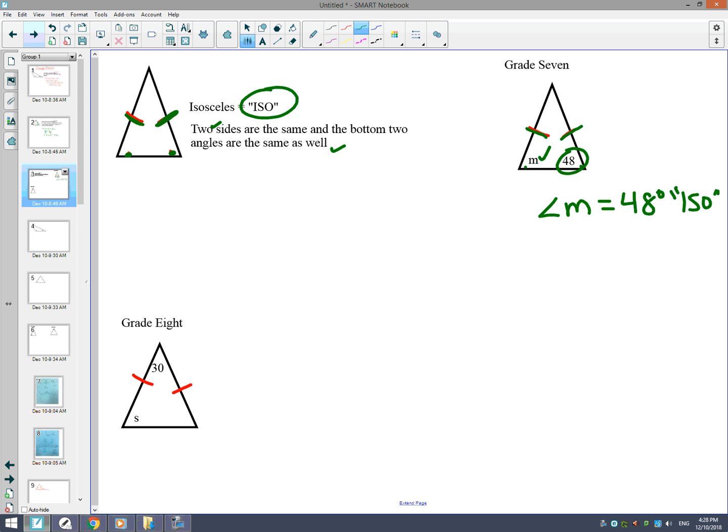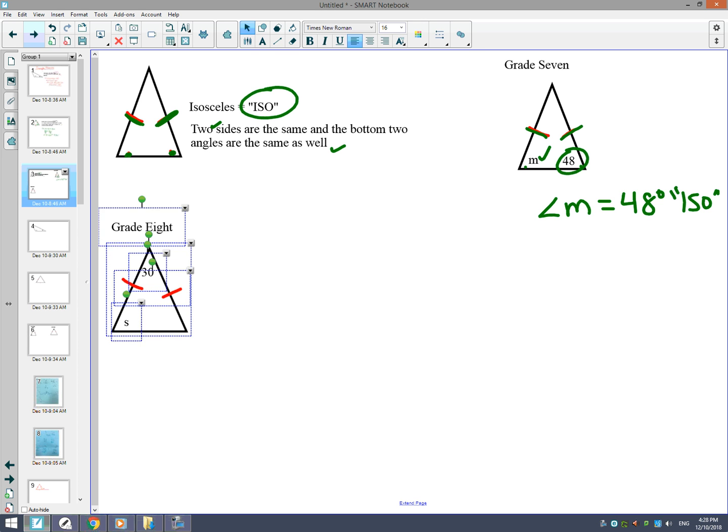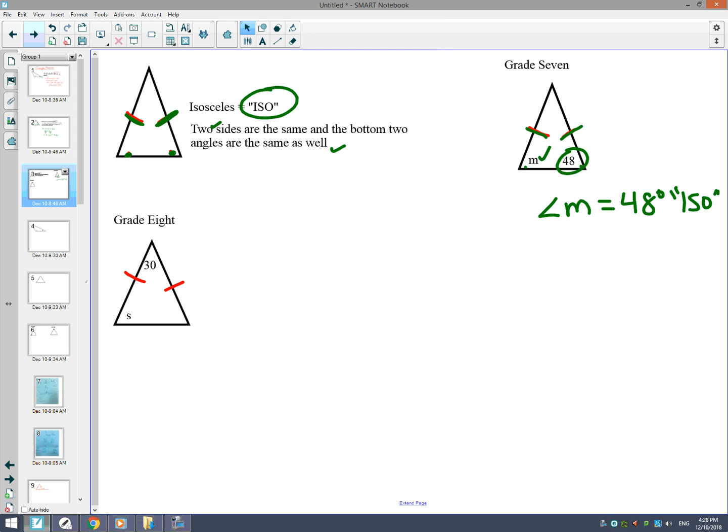Grade 8, however, your question is going to be more complex. And as it should, we've been doing more complex proofs for the last 3 weeks. So in this case, we know that this angle plus this angle plus this angle is going to equal 180 degrees. We also know, because this is isosceles, that this one and this one are the same. So similar to an equilateral, even though they don't ask us to do it, we're going to say that angle S plus the other angle S on the other side plus 30 is equal to 180 degrees.